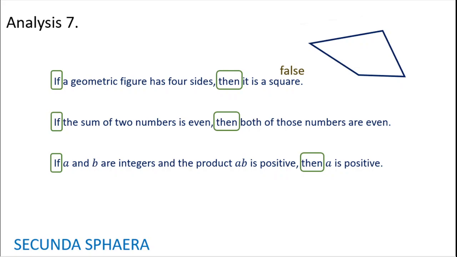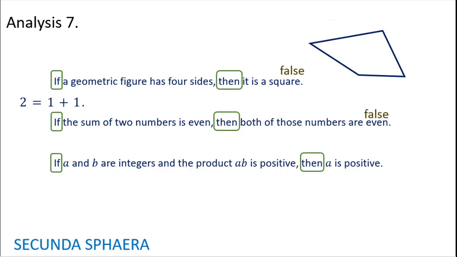Well, no, don't get tricked. This is also false. We can have 2 equal to 1 plus 1. The sum of two numbers is even, 2 is even, and 1 is not even, and again, 1 is not even. So here is again a case where this does not happen, so this is going to be false, as maybe your intuition prompted in your mind.